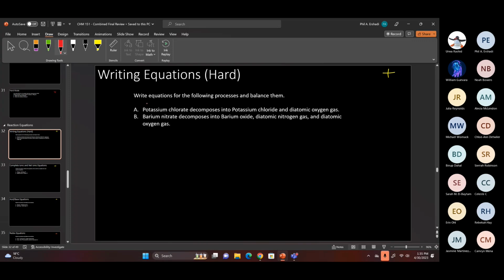So for example, if we were asked question A here, potassium chlorate decomposes into potassium chloride and diatomic oxygen gas. We'd have to know how to translate those words into formulas, okay? Now, I will tell you potassium chlorate. Potassium is K1+. But what is the formula and the charge for chlorate?